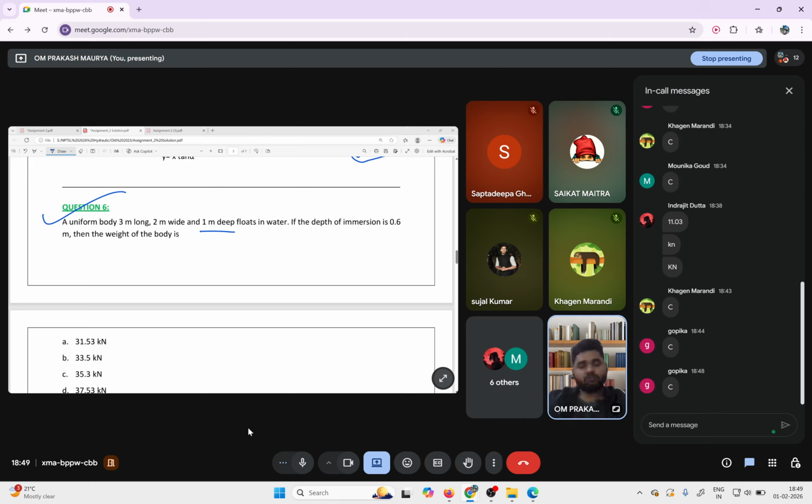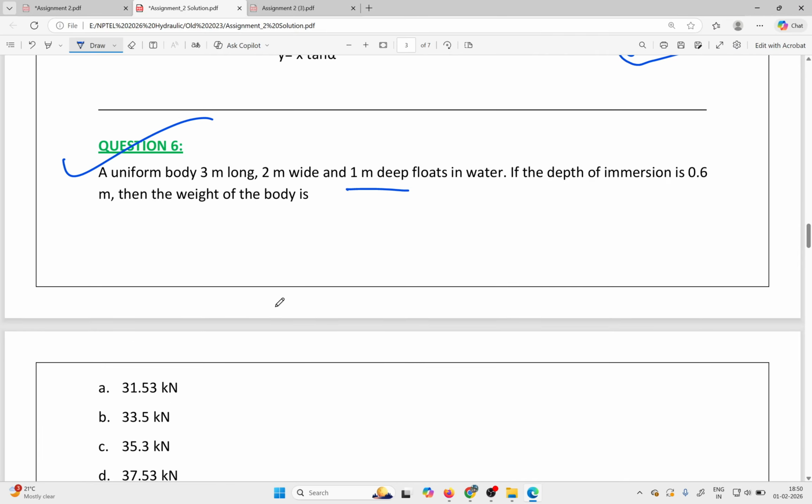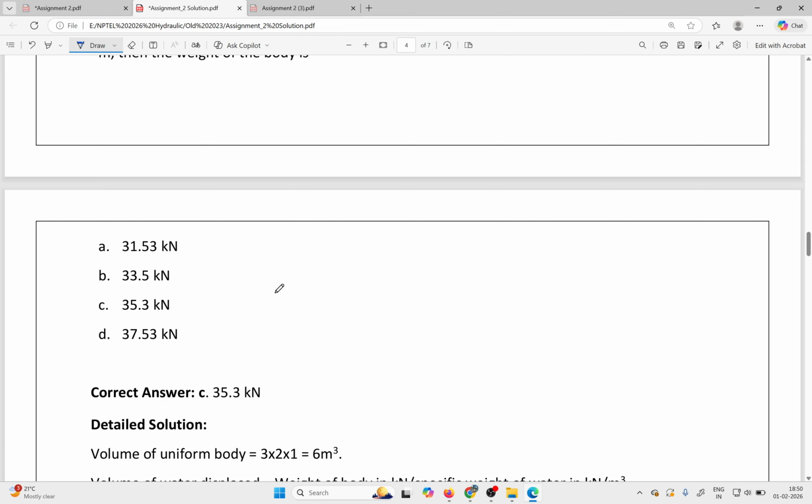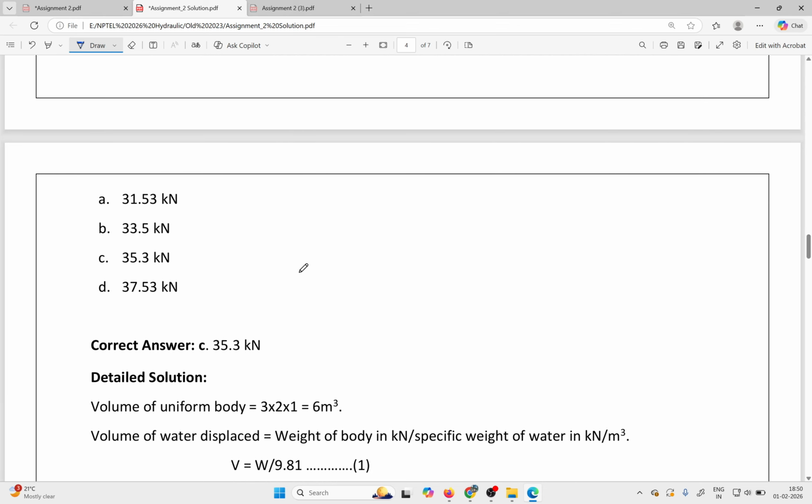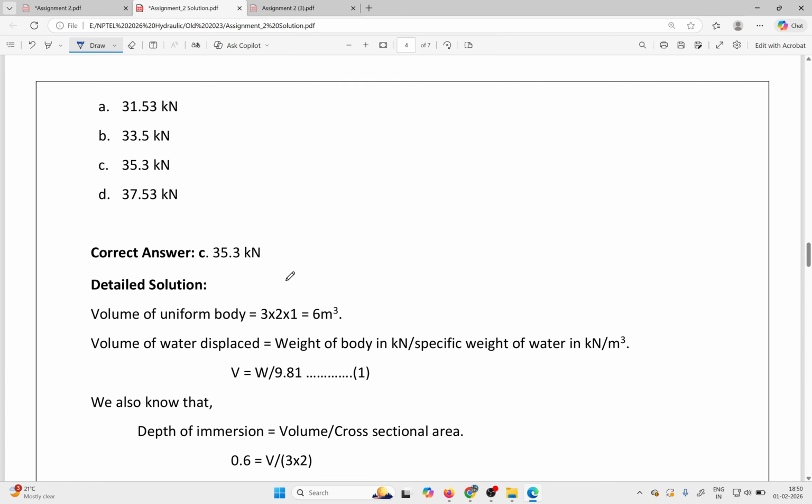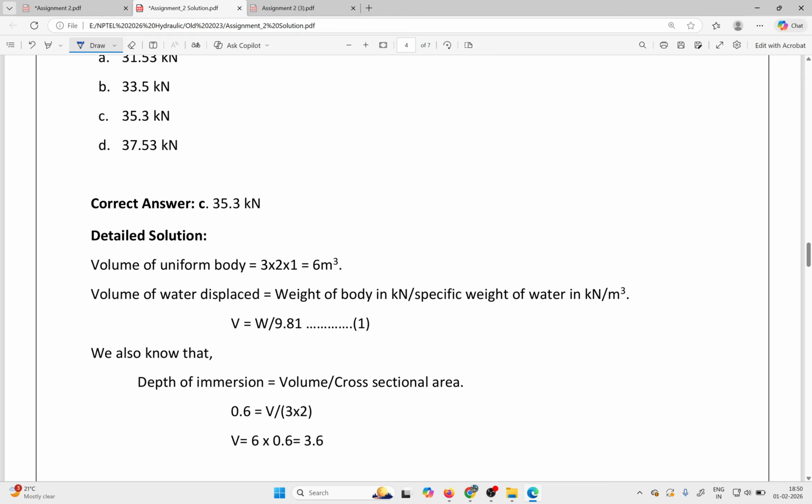Okay, I will show you the answer now. So yes, option C is correct. So how? You have the body of dimension 3 by 2 by 1, all three dimensions. That is your volume. The volume of water displaced is equal to weight of body in kilonewton divided by specific weight of water in kilonewton per meter cube.